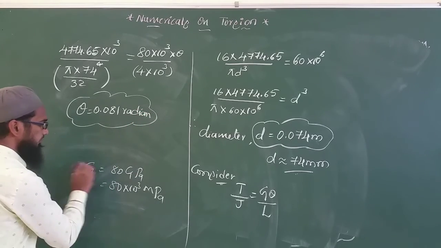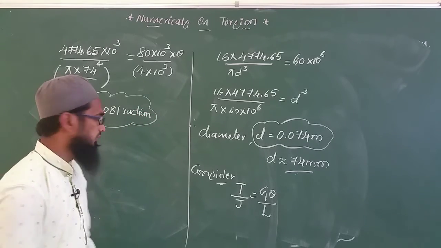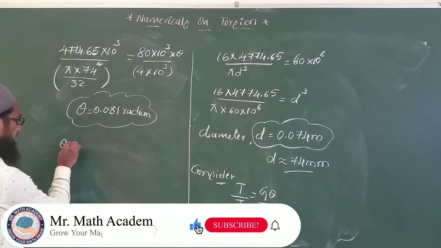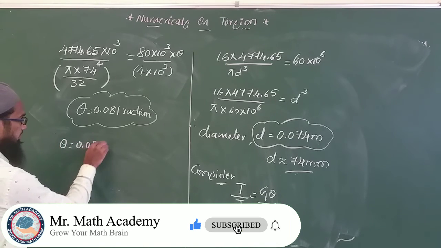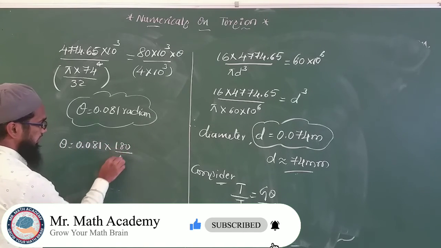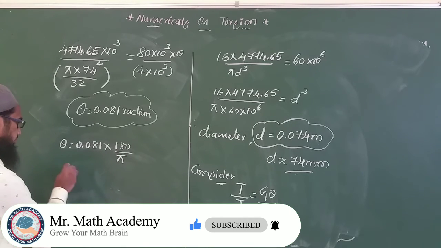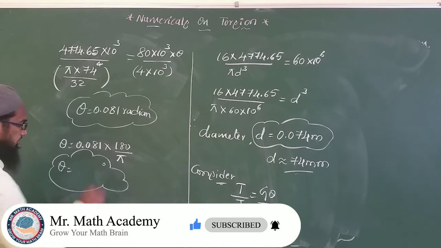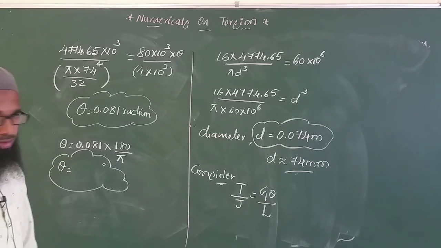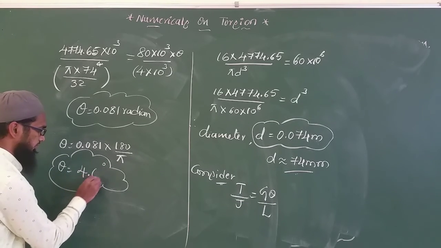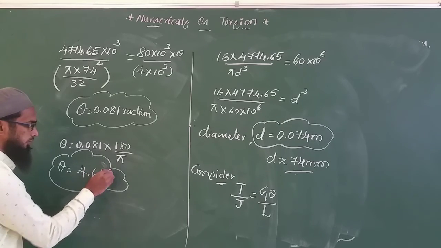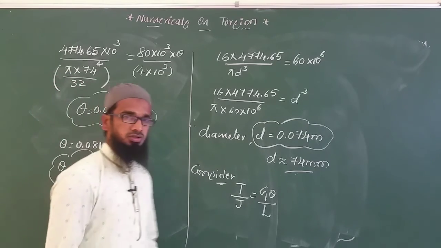If I want it in degrees, just multiply by 180 by pi, that is 180 by 3.14. So we will get theta equal to some degrees, and that value is around 4.64 degrees. I hope you are following this problem.